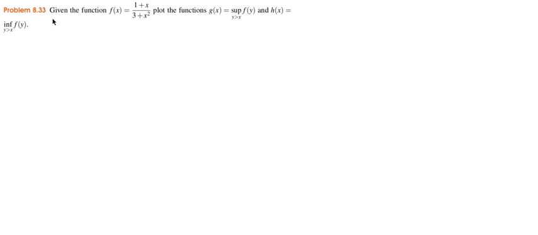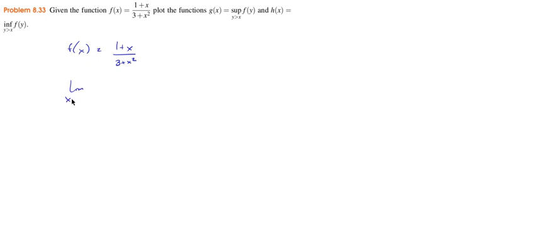Okay, problem 8.33. Given the function f(x) = (1 + x)/(3 + x²), plot the functions g, where g(x) is the supremum of f(y) for all y greater than x, and h, where h(x) is the infimum of f(y) for all y greater than x. Okay, these two are complicated functions. So first, let's deal with f. Okay, so f is (1 + x) divided by (3 + x²).